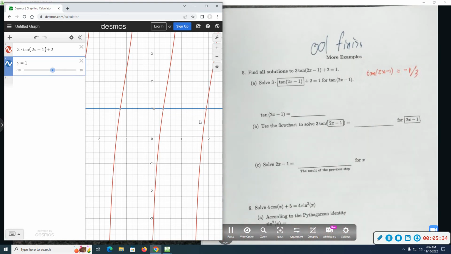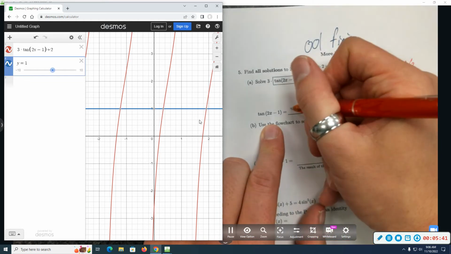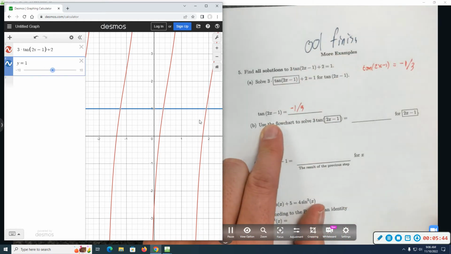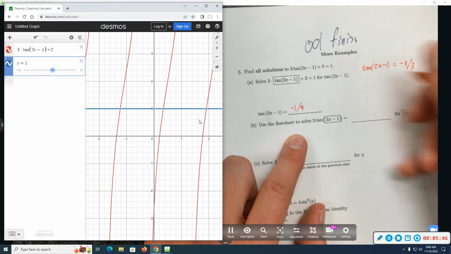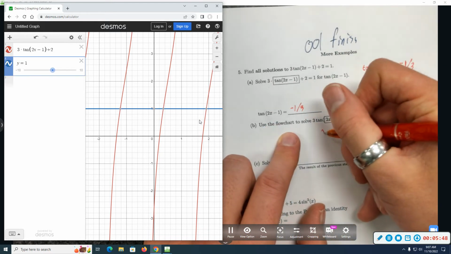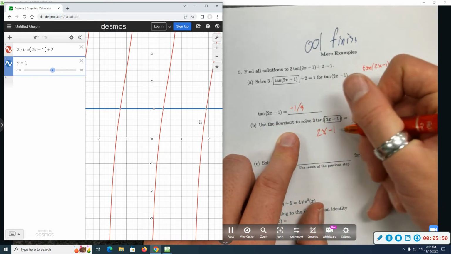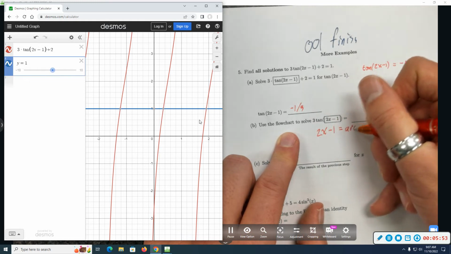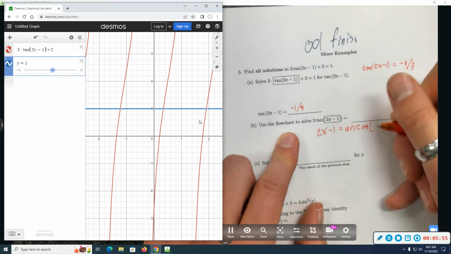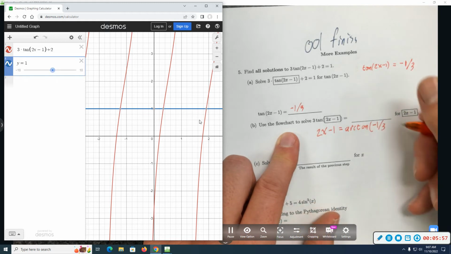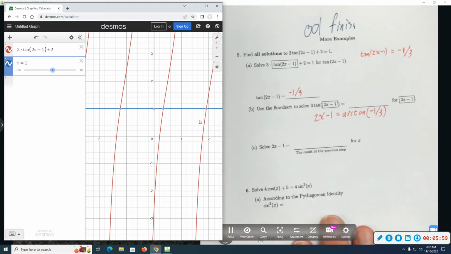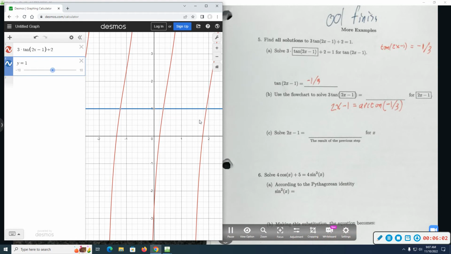What undoes tangent? Inverse tangent. So I could rewrite this, so right now I'm here, I could rewrite that as 2x minus 1 equal to inverse tangent, or arctan if you like, of negative 1 over 3. And there are some issues here. Whenever you undo tangent, you're off by something. Because tangent is periodic, you could be in any one of the periods.